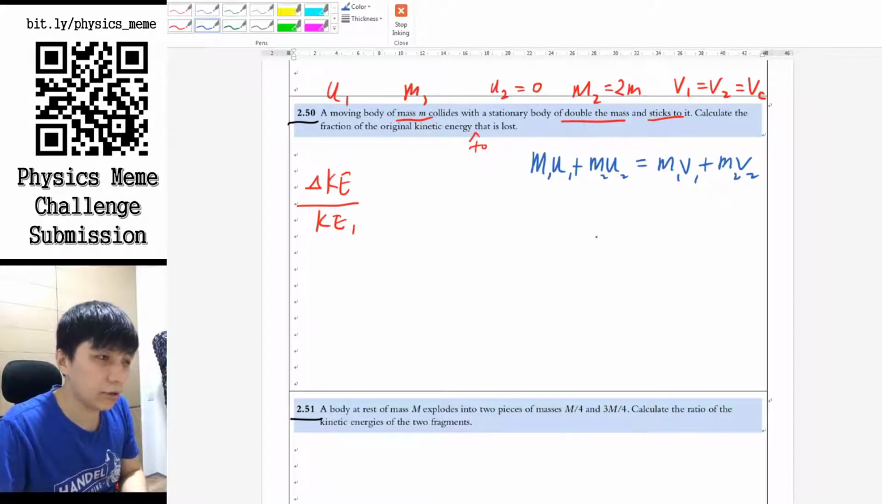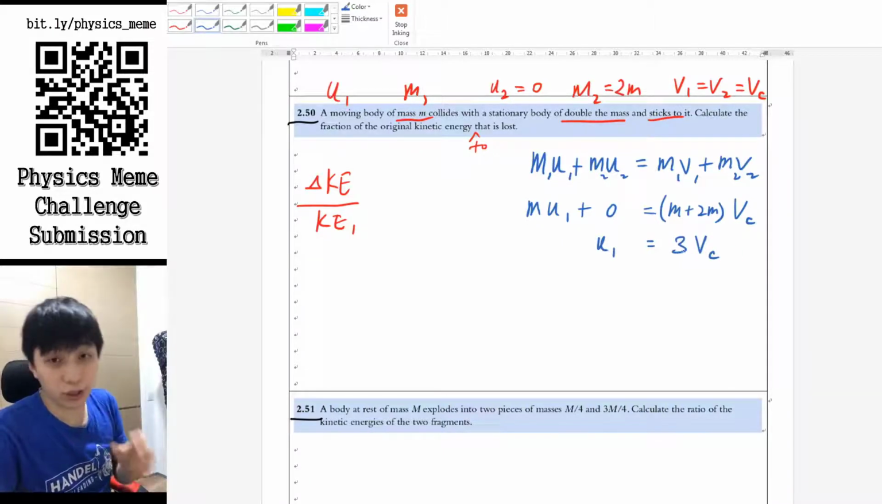So after you get this equation, you can just substitute what you know from the condition. So M1 is just M, and then U1 I'll just keep as U1. Then U2, since it's 0, then no matter what you multiply, is 0. M1 and M2 all together, I wanted to put 3M, but let's just put M plus 2M bracket Vc. Okay, and then I hope you can see that the M will cancel out, so you only have U1 equals 3 Vc. So this is the relationship you can derive for now.